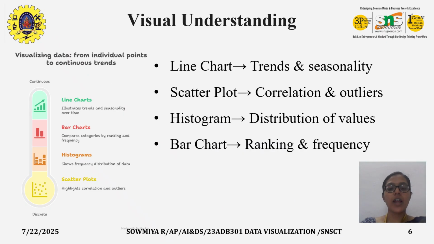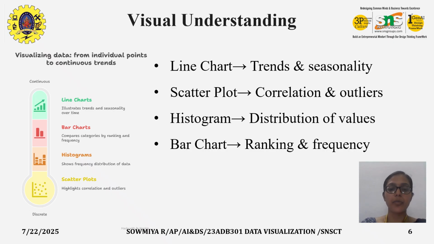Then visual understanding. Let's now talk about how we actually visualize these patterns. Each pattern is best seen through a particular type of chart. Choosing the right chart helps us to highlight the right insight. First one is line charts. Line charts are used to show the trends over time. For example, a line chart of weekly attendance can show if student participation is increasing or decreasing. Line charts are also helpful for identifying seasonal behavior such as higher usage during the exam periods.